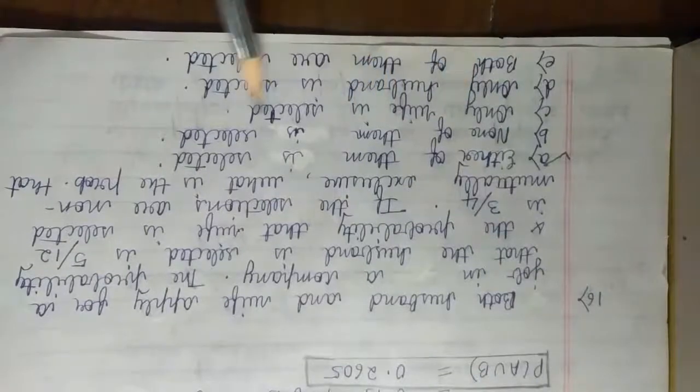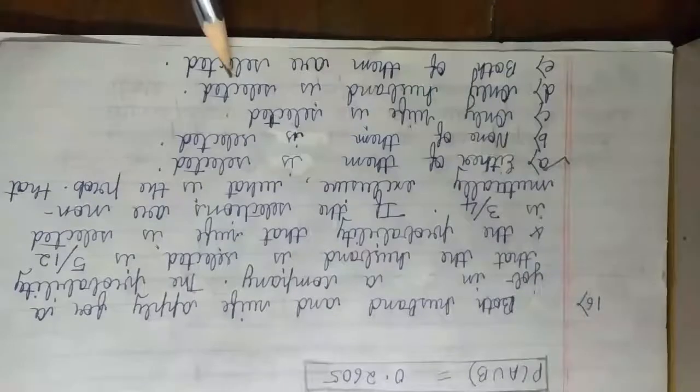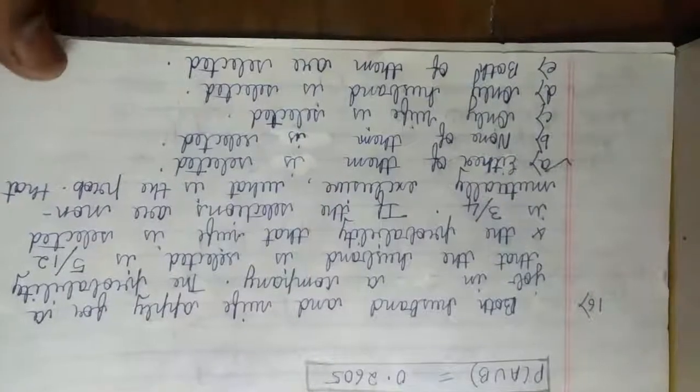So any one of them is selected or both are selected. None of them is selected. Only wife is selected. Only husband is selected. Both of them are selected. Okay, so first we'll split them into two events. Event A, husband is selected. Event B, wife is selected. And let us see how this works.